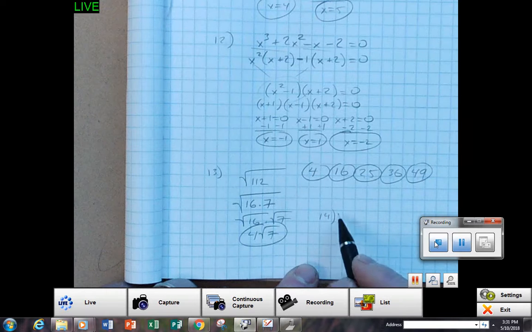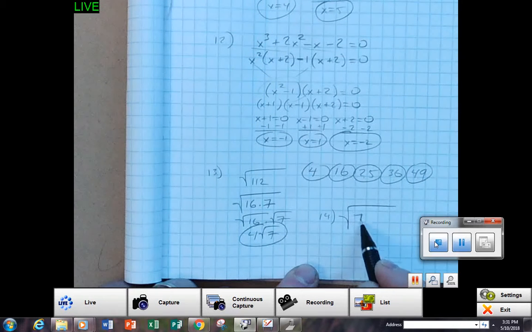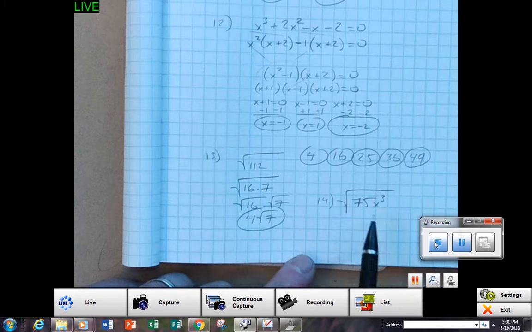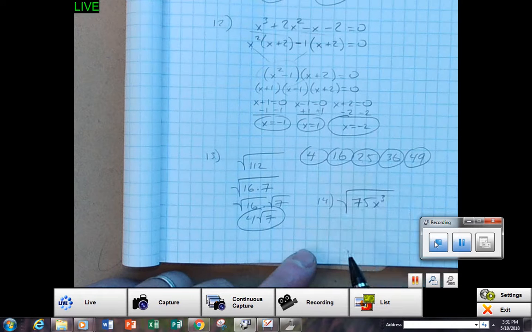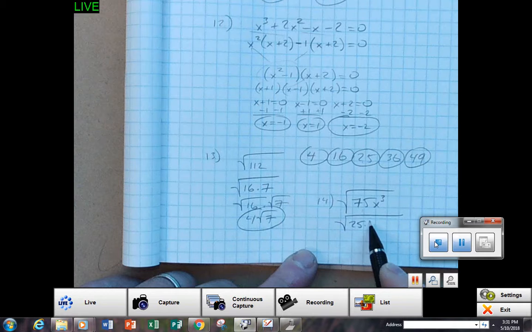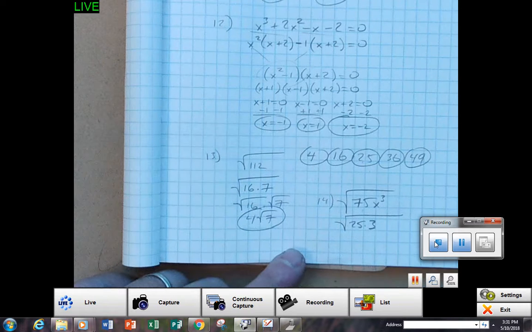14 has you take the square root of 75x to the third. So again, take that 75 divided by 4, 75 divided by 16, 75 divided by 25. You'll see that 75 divided by 25 is 25 times 3. And then x squared, you want to get that power to be equal to that 2 that's out there. Remember that little hidden 2. So x to the third is x squared times x.